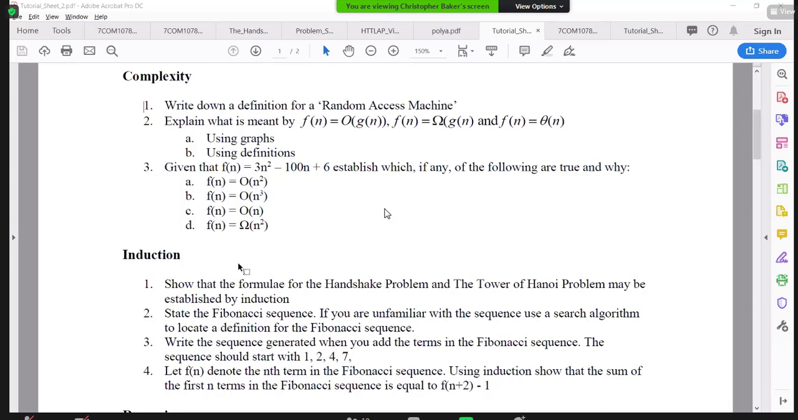If you have finished the first section of complexity, start having a look at the second section. I'll go through some of the other answers for complexity in a few minutes, but as before, please let me know how you're getting on.